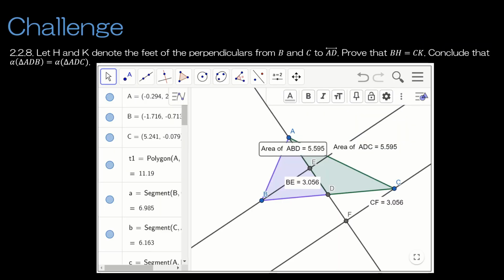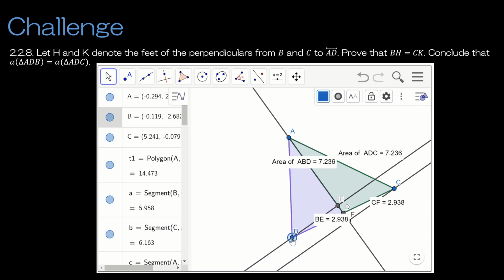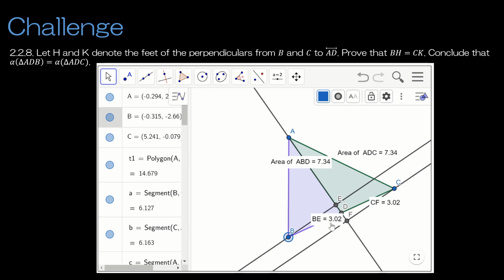For our next proof, we are looking at a median coming from vertex A to the opposite sideline BC. We are trying to prove that the line BE, now in your proof it's asking for H and K, but this is the way I already had this drawn and I didn't want to redo anything. Essentially, I'm trying to prove that BE is congruent to CF, which would be BH and CK on our actual proof.